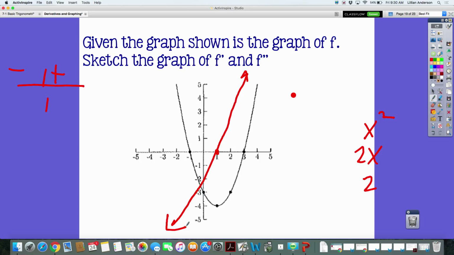Okay? Now, the second derivative. I'll do that in a different color. Go blue. So what we can do is look at the original graph. Remember, the second derivative is associated with what?